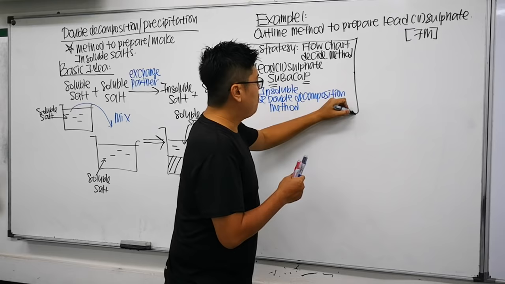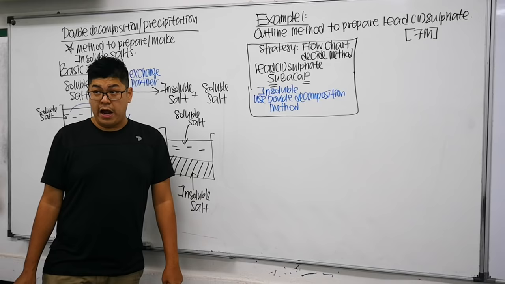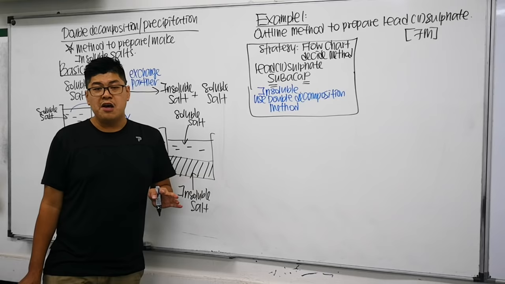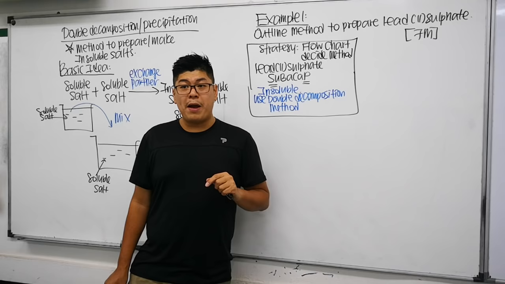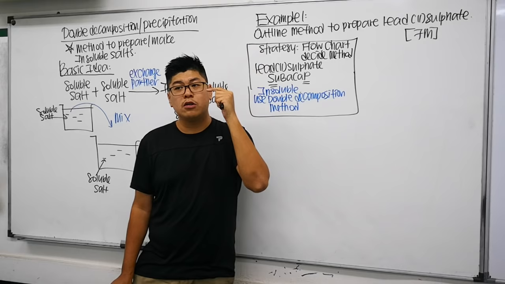Alright? So any one of you here don't understand why I use double decomposition to make lead-2-sulfate? Lead-2-sulfate is an insoluble salt, so we have to use double decomposition. Please be reminded once again, our second part just now: when I give you any salt, no matter whether it is given in the form of a name or a formula, you must ask yourself 2 questions. Soluble or not, got spar or not. From there, you choose your method first.